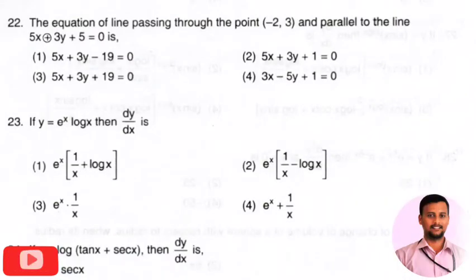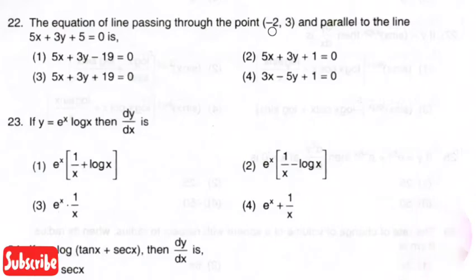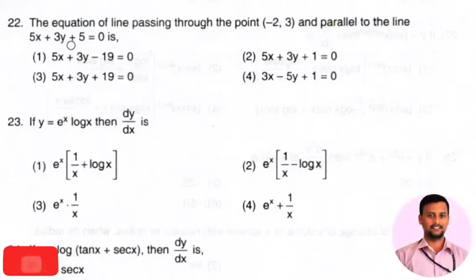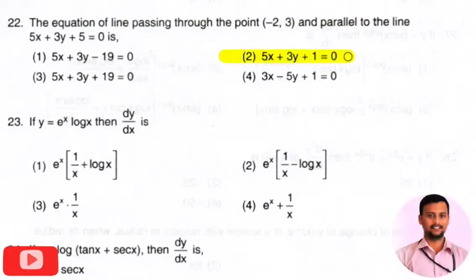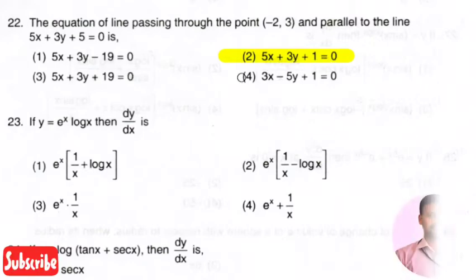The next question is: the equation of a line passing through the point (-2, 3) and parallel to the line 5x + 3y + 5 = 0. And the right answer is option 2, that is 5x + 3y + 1 = 0.